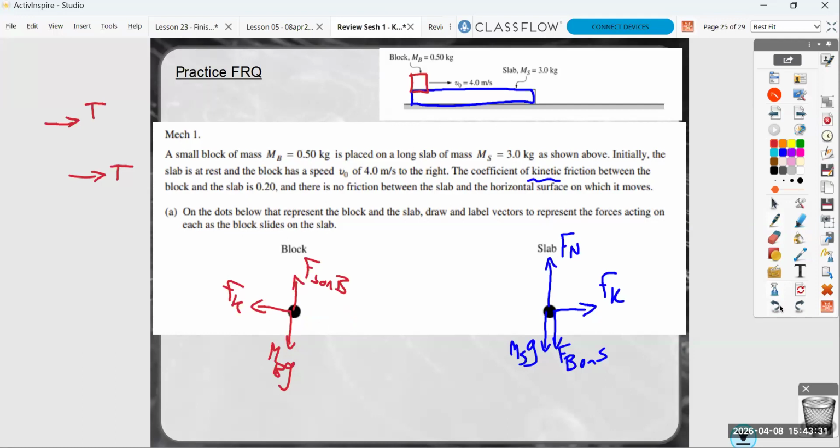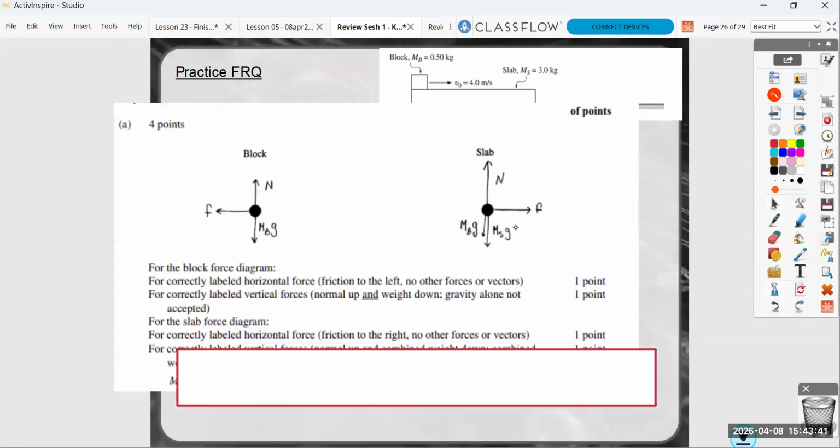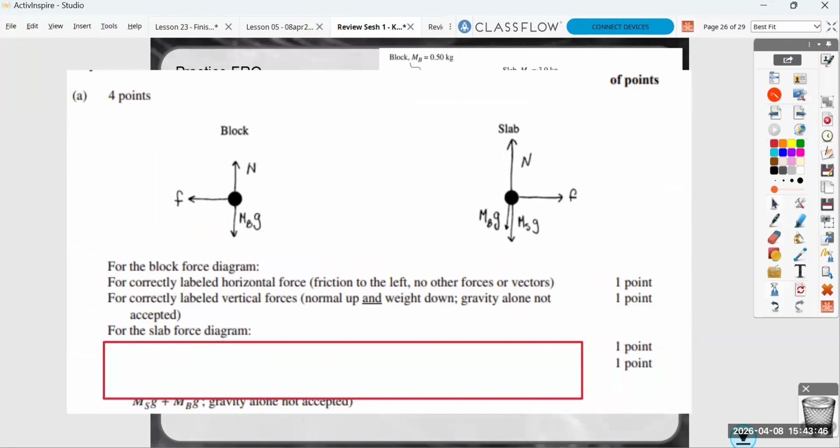Let's go through the rubric so that you can get an idea of how they would be scoring this. This was a 4-point question back in 2006. For the block force diagram, let me try to make this a little bit bigger so people who are actually in the classroom can see this. You get a point for the horizontal force, which is just friction to the left, no other forces or vectors. And then a point for correctly labeled vertical forces, normal up and weight down, gravity alone not accepted. So you need both vectors. It's basically a point for horizontal forces, a point for vertical forces.